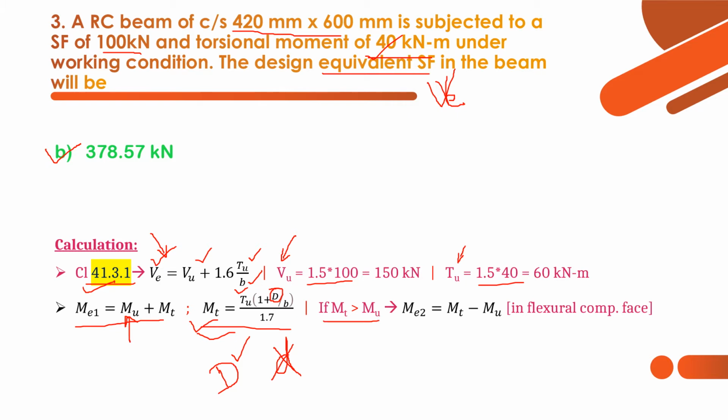If Mt value is greater than Mu, then we have to find another equivalent moment that is employed for the flexural compression face. Then what about Me1? Me1 is employed for the flexural tension face, that is the bottom. So for the tension face, Me1 value shall be adopted, and in case Mt is greater than Mu, then Me2 is found by using the difference Mt minus Mu, and that has to be given for the flexural compressive face. So these are some codal provisions and criteria regarding torsion.